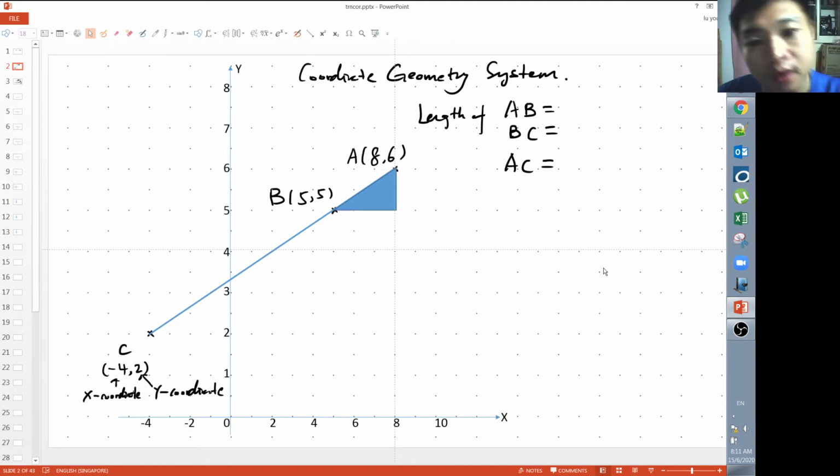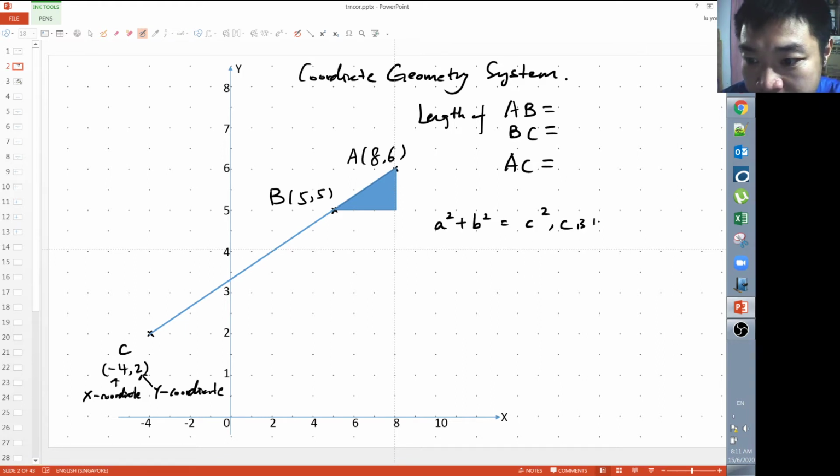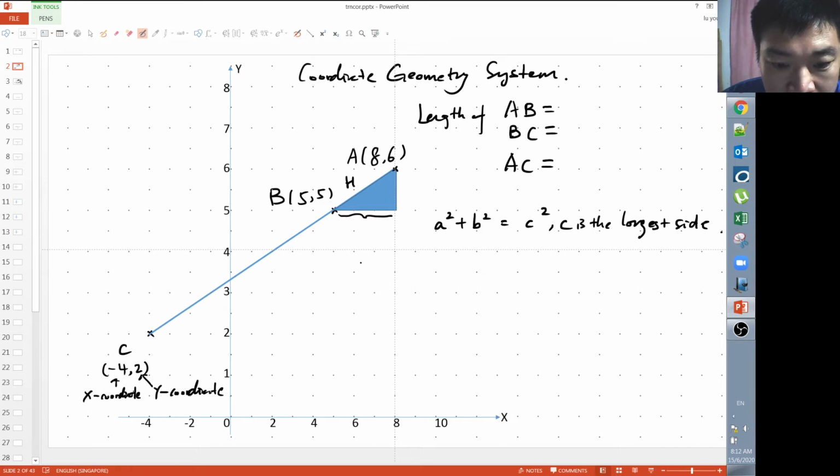Okay, so with this right angle triangle, I can actually make use of our Pythagoras Theorem. Alright, so Pythagoras Theorem says a squared plus b squared is equal to c squared. Alright, am I right? And c is the longest side. Alright, so c is the longest side, so clearly c is our hypotenuse. Right? Denoted by capital H. So your job is to figure out what is this.